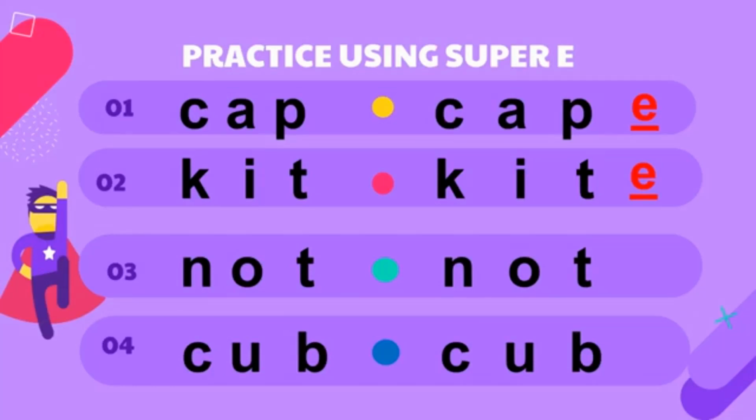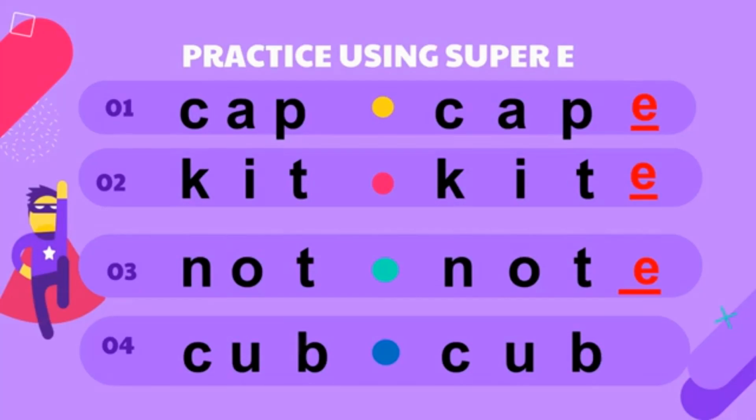Not. Not is a short O word. But what happens if we add Super E? Now the O turns into a long O and says its name, and the E is silent. Note. N-O-T-E. Note. Dad wrote Mom a love note. We have one more to do.